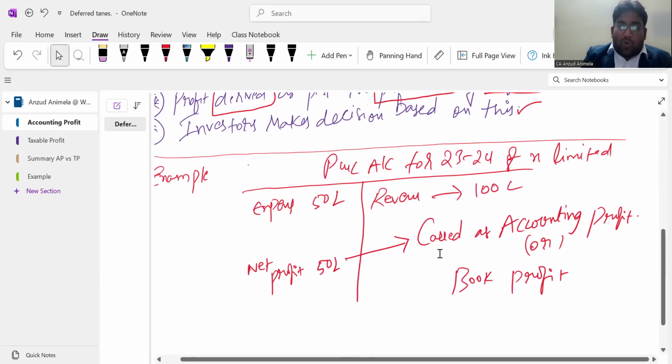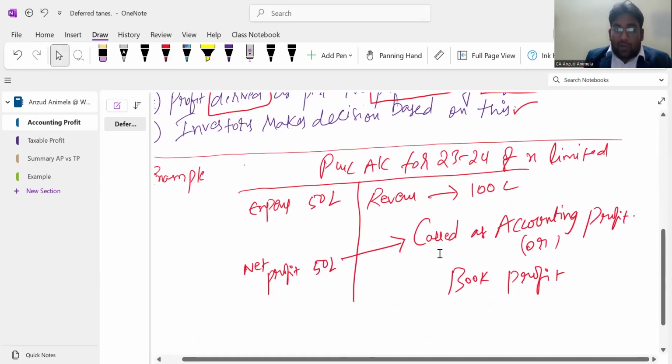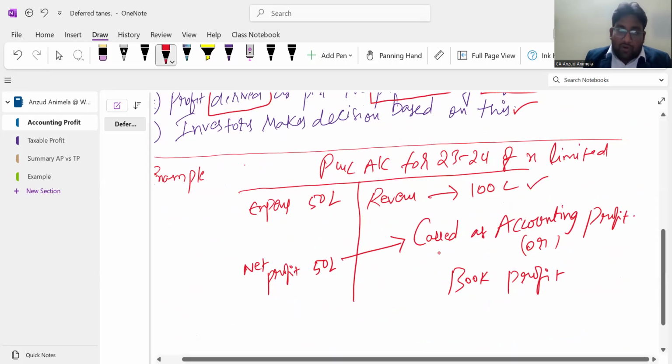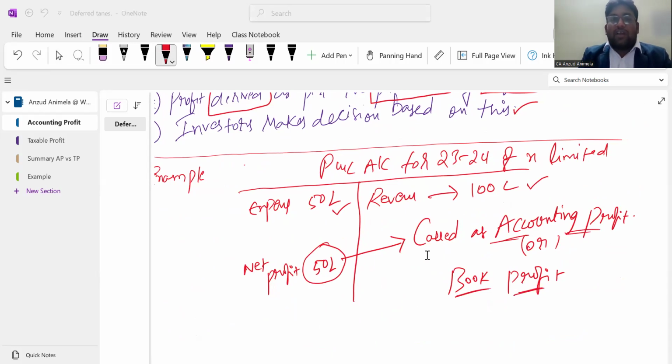If you want one example, take the profit and loss account of some X Limited: revenue 100 lakhs for 23-24, expenses 50 lakhs, net profit 50 lakhs. This net profit of 50 lakhs is called accounting profit or book profit. So this is all about accounting profit.